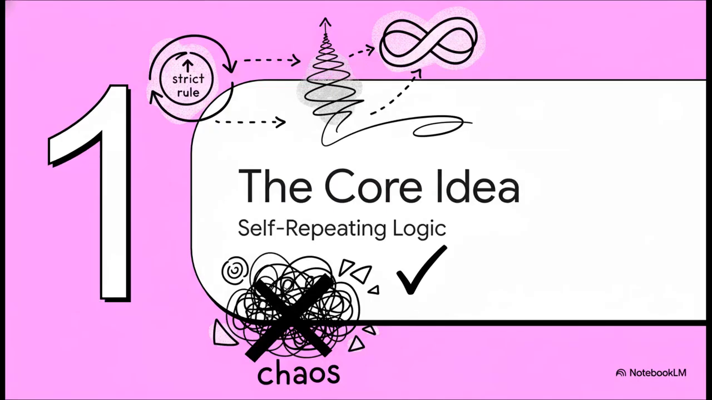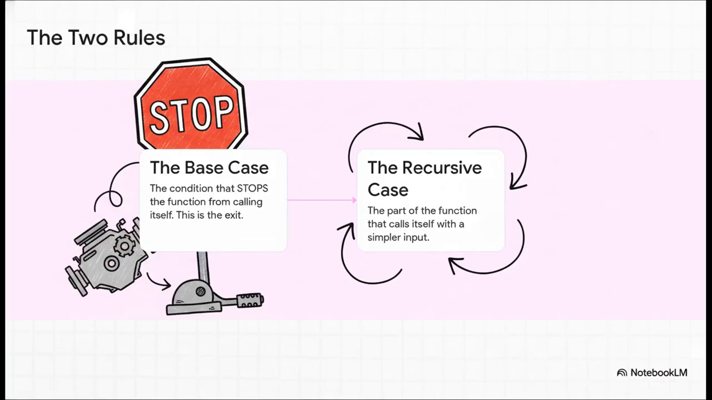For recursion to work and not blow up in your face, every single recursive function has to follow two strict, non-negotiable rules. If you get these right, it's elegant. But if you get them wrong, well, you get chaos. First, you absolutely, positively need a base case. This is your stop sign. It's the emergency brake. It's the condition that tells the function, okay, that's enough. We're done here. No more calls.